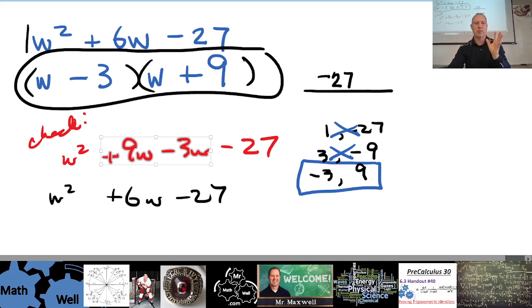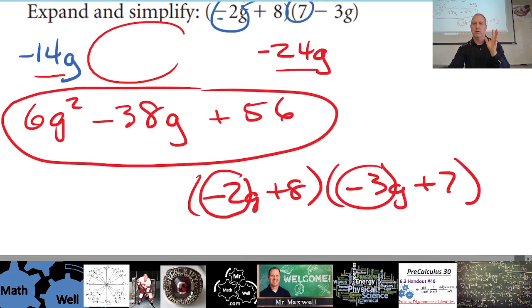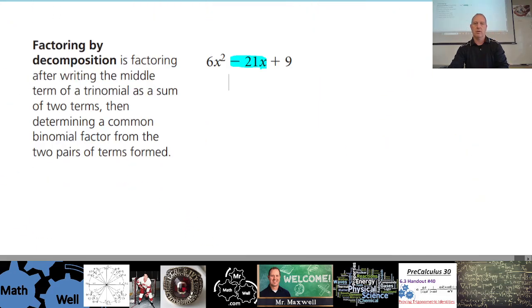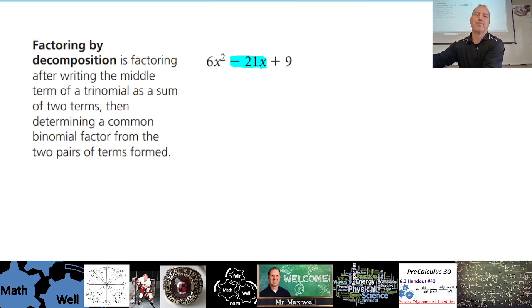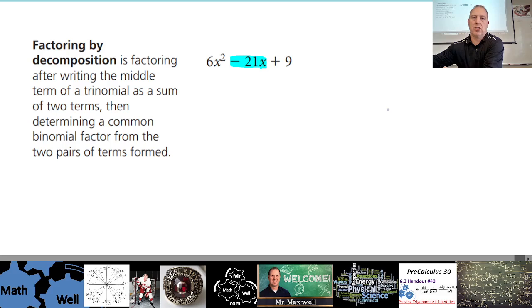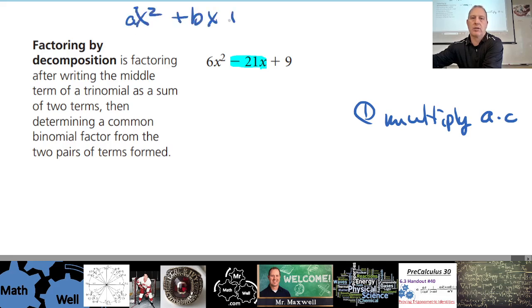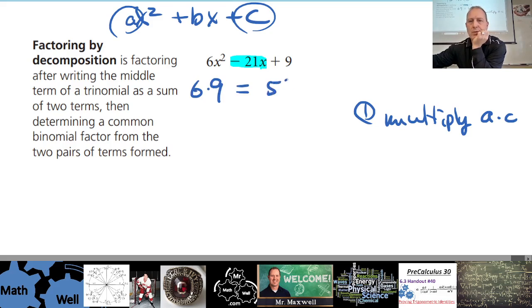So, okay, stay with me. All right, back to life. Okay, so how do you do this? This is decomposition, okay? So step 1, multiply A and C. And if you remember, ax squared plus bx plus c. So a is the first coefficient and c is the constant. So we multiply AC. So let's do that. 6 times 9. What's 6 times 9? 54. Thank you. 54.